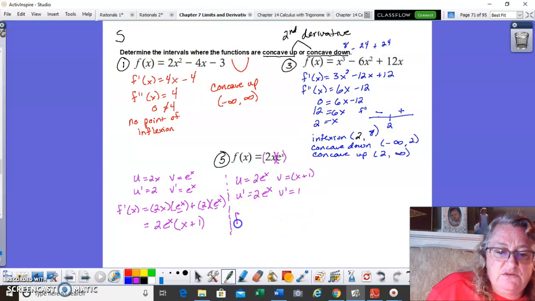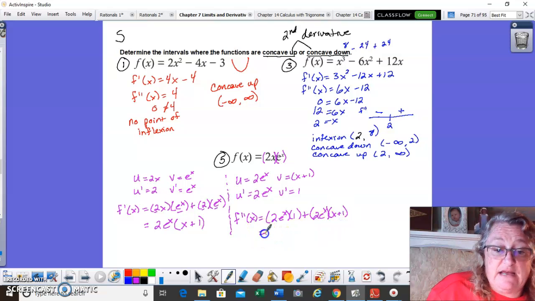Okay, and so the second derivative is going to be 2e to the x times 1 plus 2e to the x times x plus 1. All right, I see that common factor again of 2e to the x. And when I pull that out, I have 1 plus x plus 1. So I have the second derivative is 2e to the x times x plus 2.